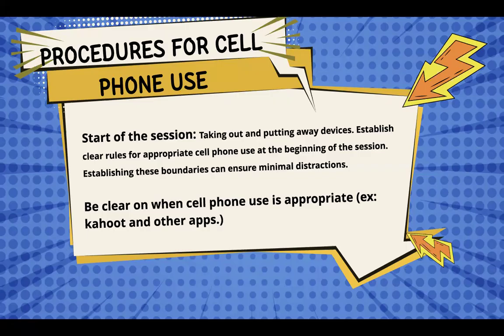You want to be clear on when cell phone use is appropriate. So, for example, with Kahoot and other apps, you may have them scan a QR code, or you may have them use Kahoot or any other kind of app, and that is completely acceptable and appropriate cell phone use.